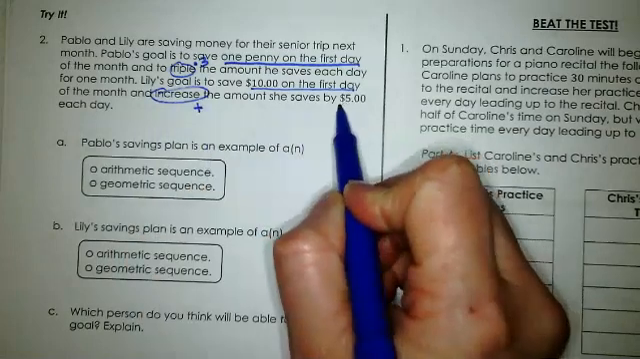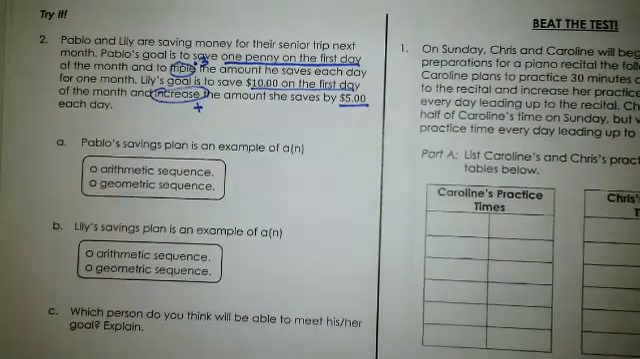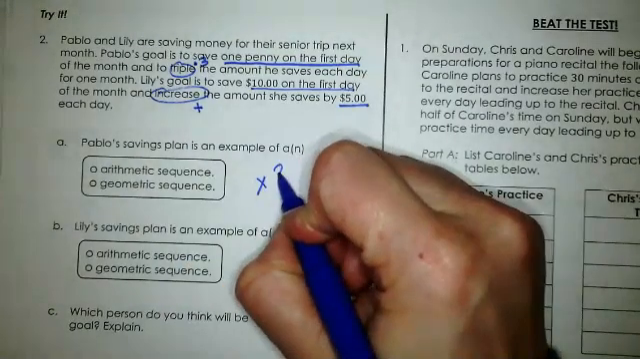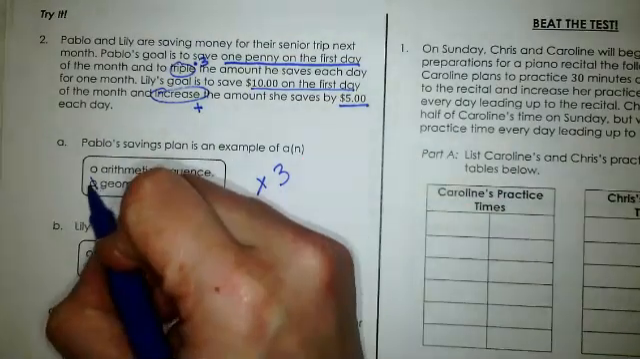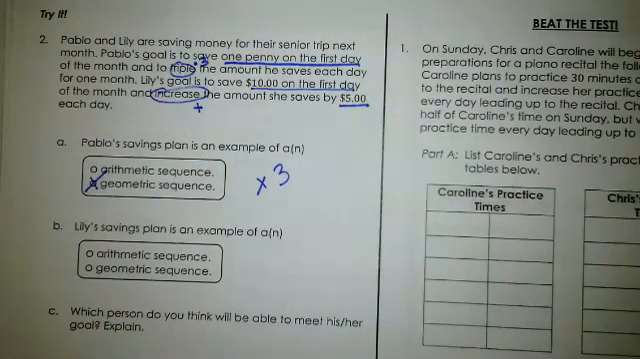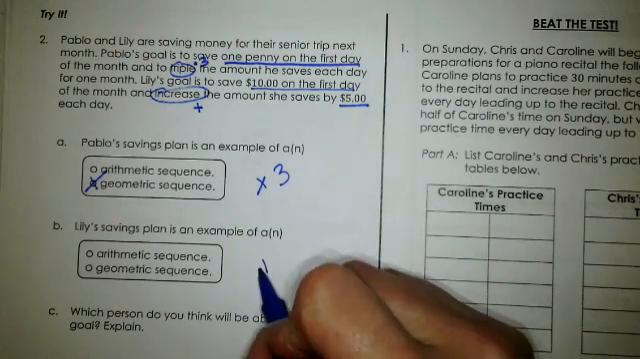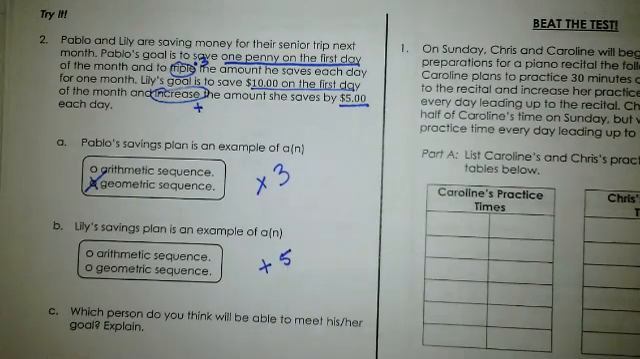So because it's going up by the same exact dollar value, that would be addition. So Pablo is going to be multiplying by 3, and Lily is going to be adding 10. Pablo's saving plan is an example of, well, he's multiplying by 3, so that's geometric. And Lily's saving plan is an example of, she's adding 10, so that would be arithmetic.